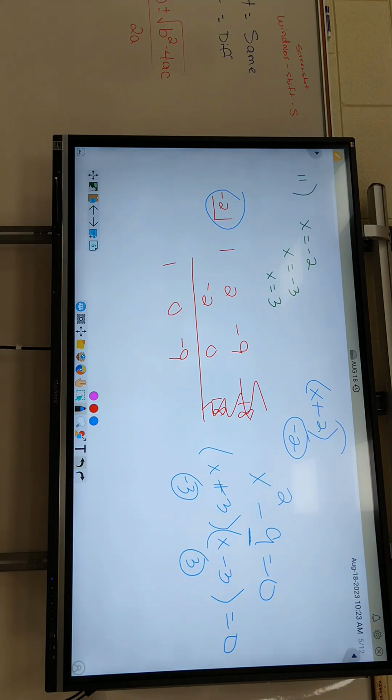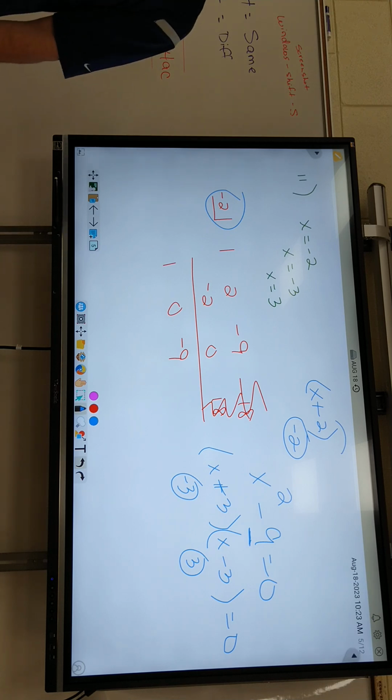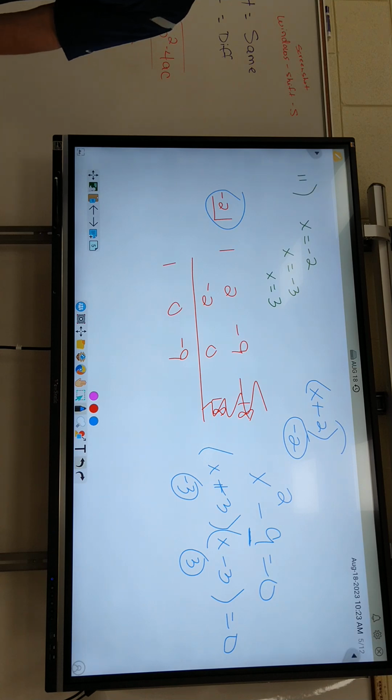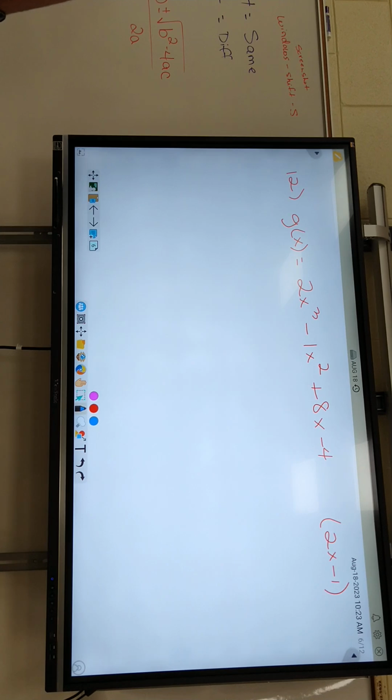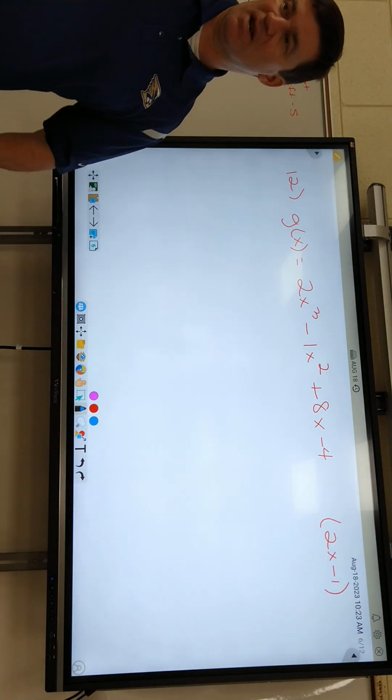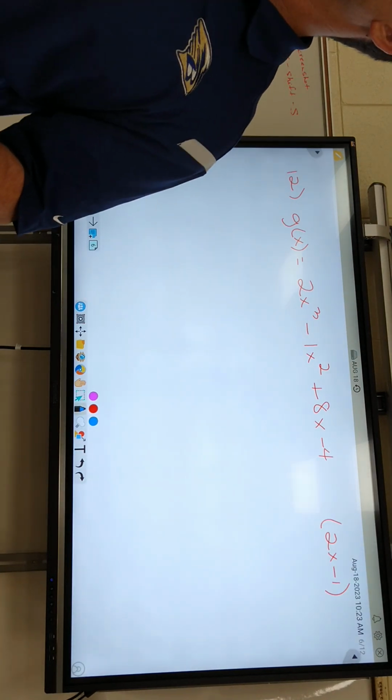Ada, which one? 12. I got to show 12. I had to show it for first block. I know I got to show it for y'all. Well, I did the quadratic formula. That's okay. I'll come look at yours. All right, 12. Let's do the first step, then I'll stop and let you finish it while I go check Ada's paper.